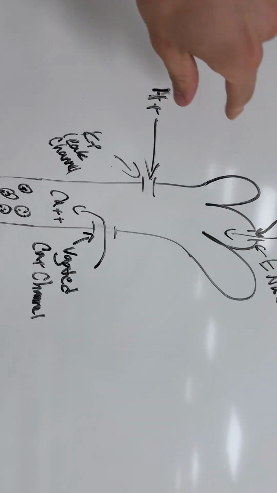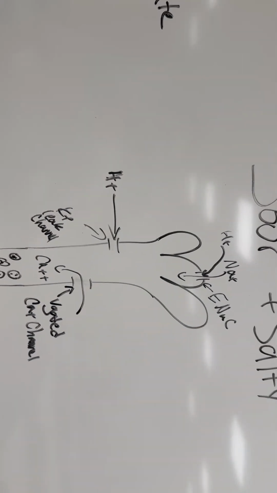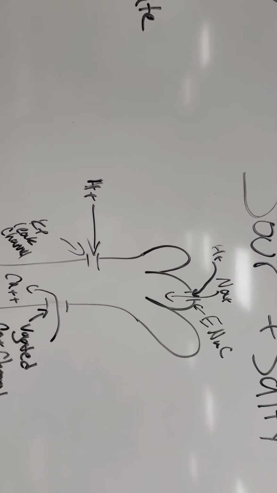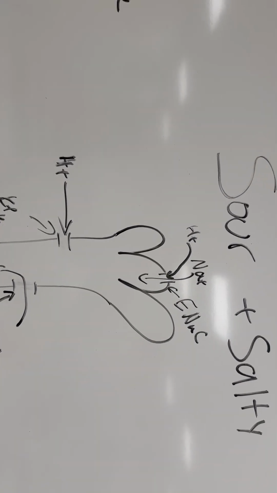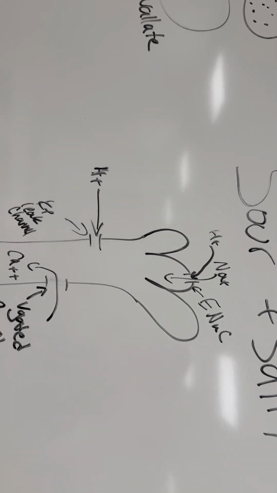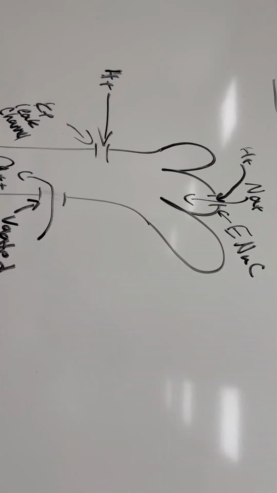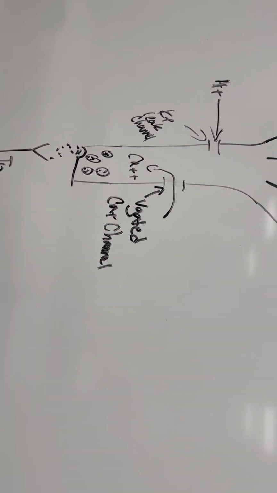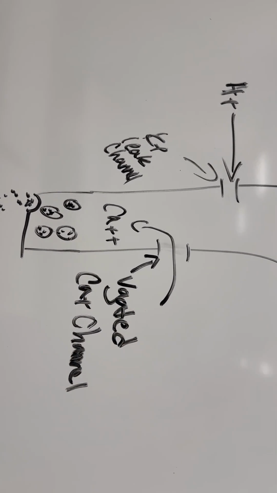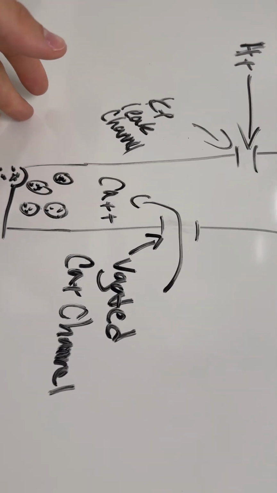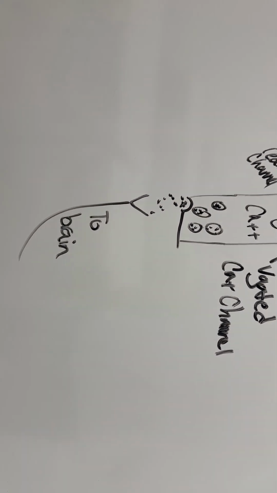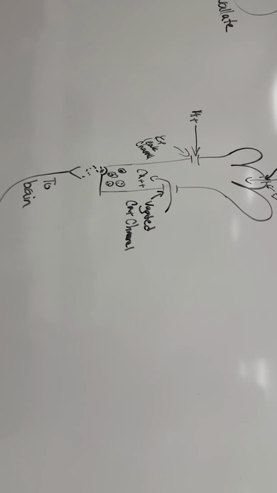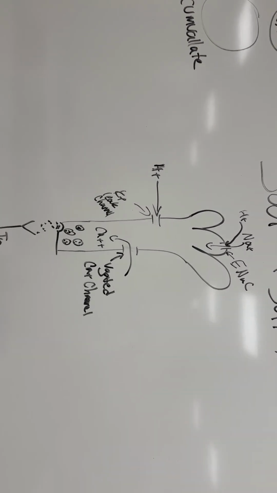Right here on the membrane of this taste bud, we have what's called an ENaC channel, which allows these ions to pass through, either a hydrogen ion or a sodium ion. That's going to cause a depolarization of our cell, which is going to activate this voltage-gated calcium channel, which allows calcium to come into the cell, which is going to cause exocytosis onto our neuron, and that is going to be sent to the brain as a taste sensation.